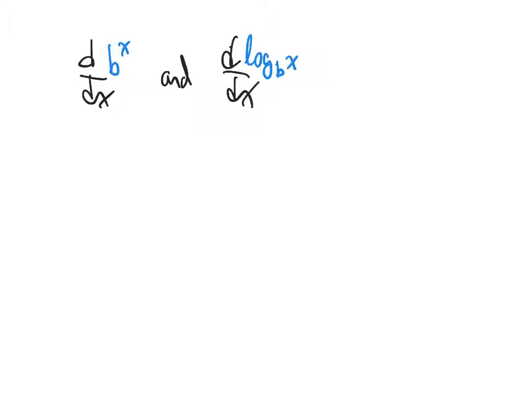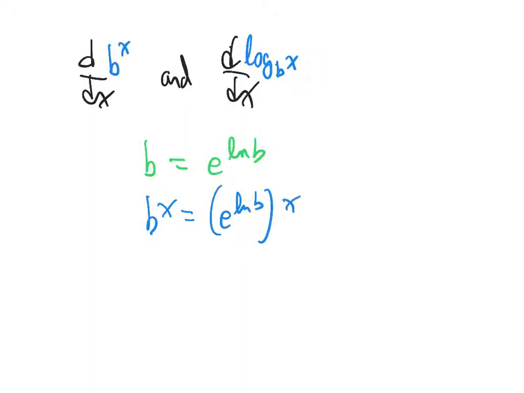To get the derivative of b to the x, we're going to use the logarithmic identity that b can be thought of as e to the natural log of b, because after all, the natural log of b is the power that we raise e to get b. Therefore, b to the x is e to the log b to the x. And then using the laws of exponents, for a power of a power we can just multiply them together. So this is e to the x log b.